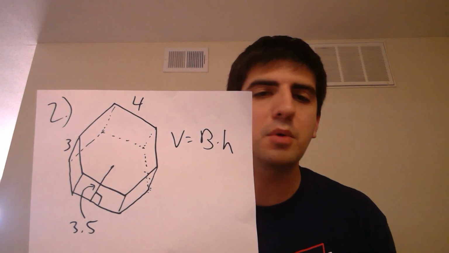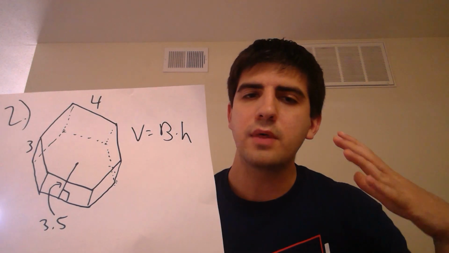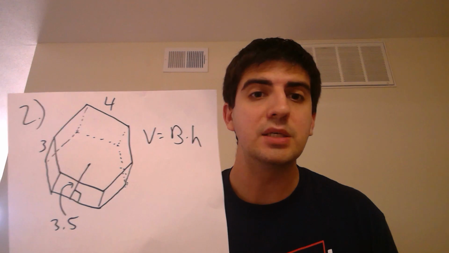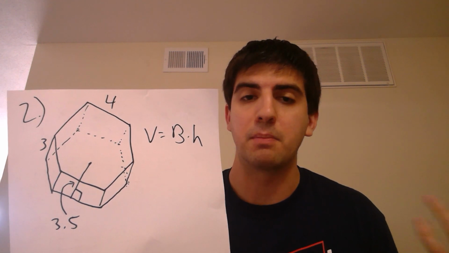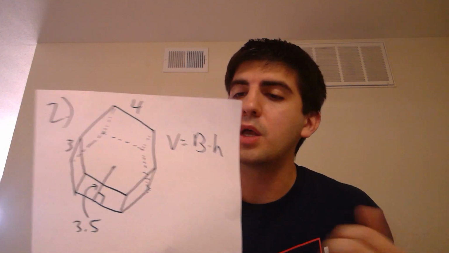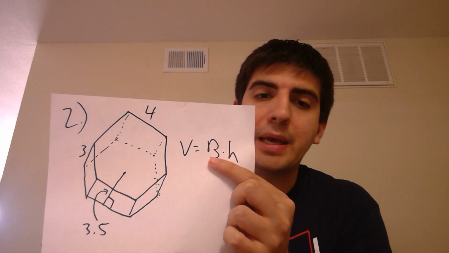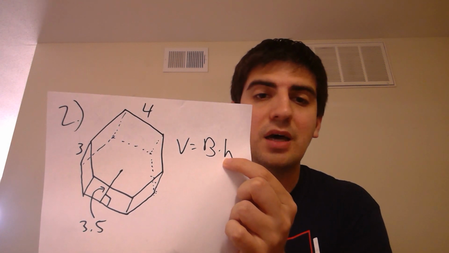The formula we want to know here is, whenever a shape has 2 bases, as in 2 sides that are exactly the same and parallel, the volume is always going to be the area of the base times the height of the shape. It's just whatever the base is times however tall it is.